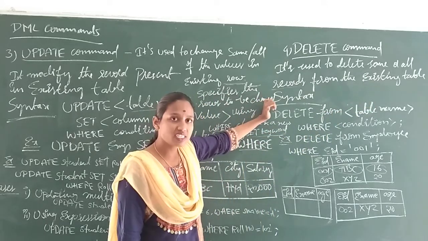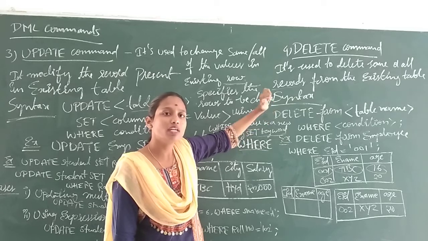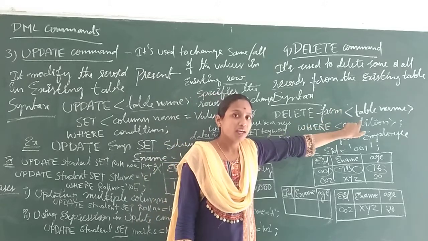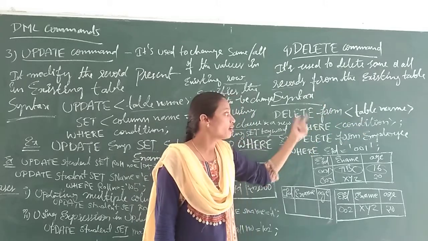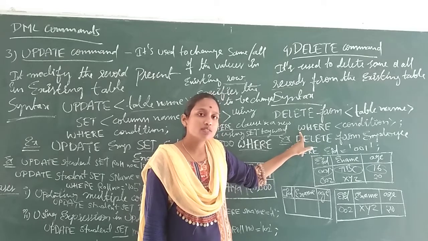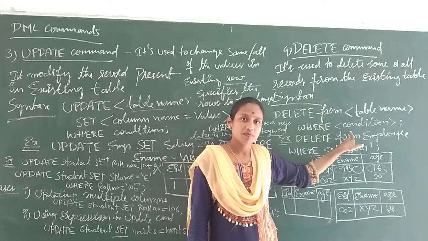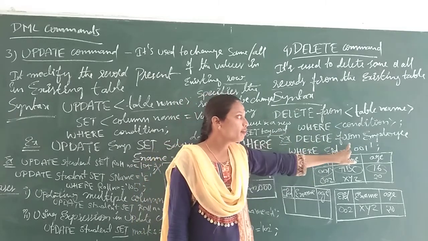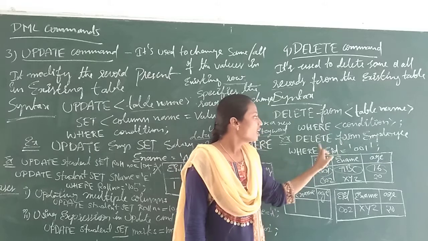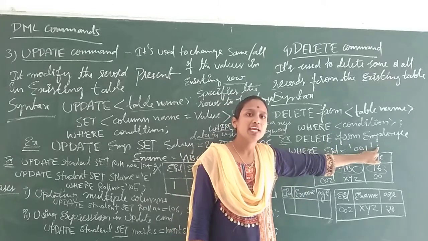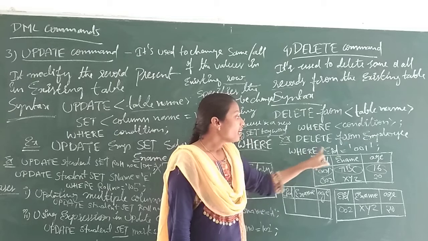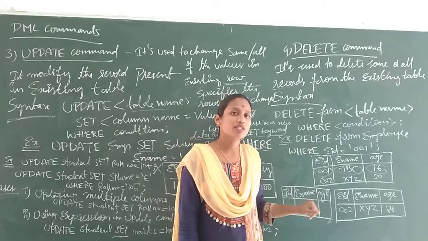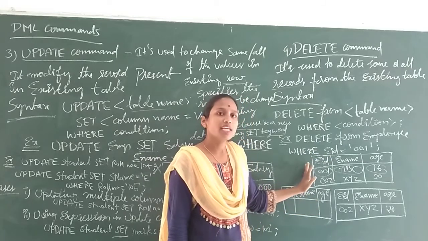Now it follows the syntax to delete records from the table with the help of the syntax: delete from table name, and then mention the condition, using the where clause. Now the example of the syntax. Example: delete from employee, the employee table, where EID is 001.